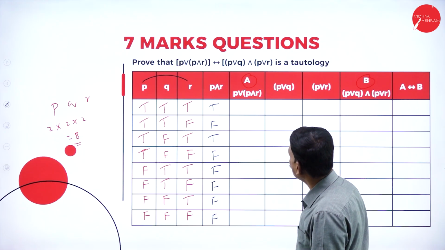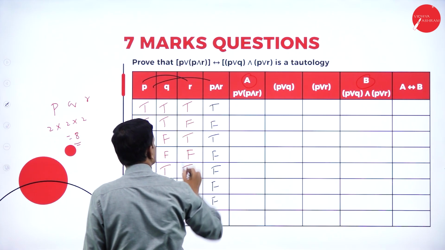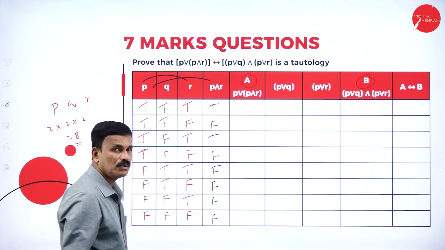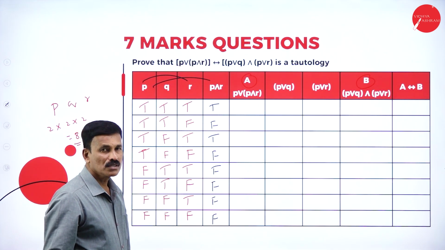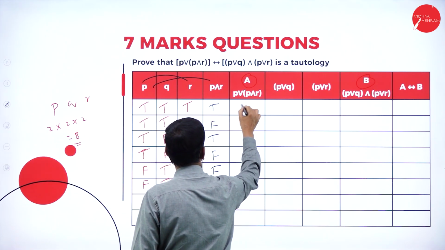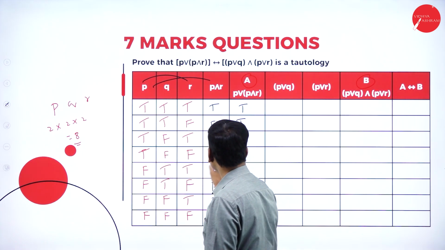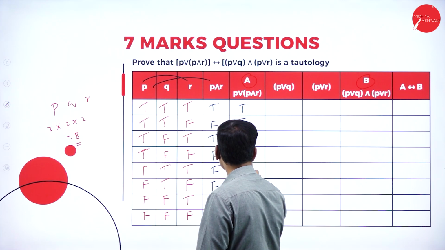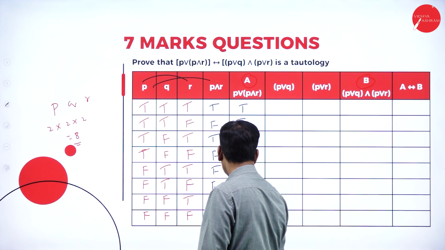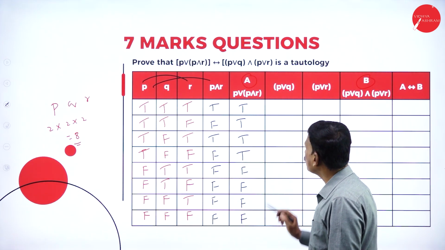Similarly, now write down P disjunction, P conjunction R. So, for these two, write down the disjunction, between the first and the fourth column. In case of disjunction, false and false is false. In all other cases, it is true. So, true and true is true. True and false is also true. True and true is also true. True and false is also true. False and false is false. False and false is false. False and false is false. False and false is false. So, T, T, T, T, F, F, F, F.